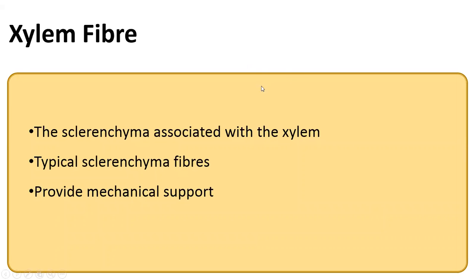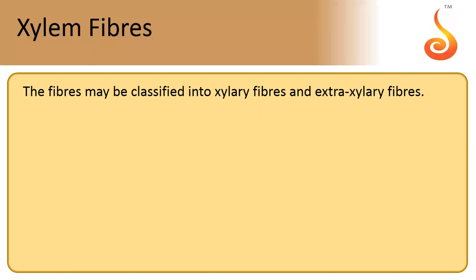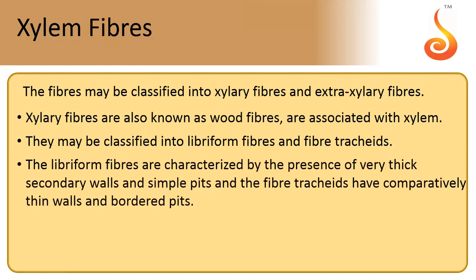The next cell associated with xylem is xylem fiber. It is nothing but sclerenchyma associated with xylem, because of which the xylem gets additional mechanical support. Their responsibility is to give additional support to the water conducting system. Now these fibers can be further classified into two types: xylem fibers and extraxylary fibers. Xylem fibers are wood fibers. These are one mark questions and for competitive exams. They may be classified into libriform fibers or fiber tracheids.